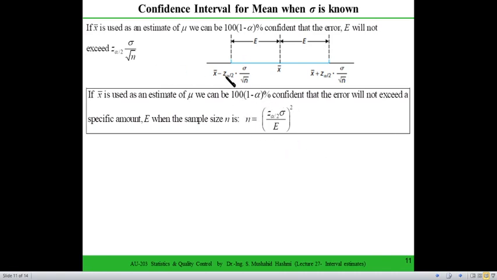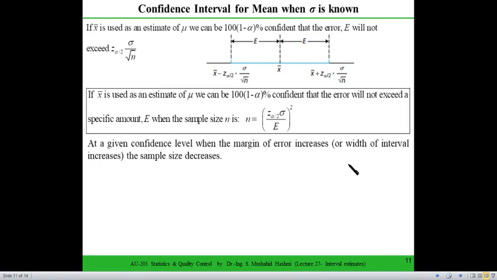So this is actually the same as that; this thing is coming from just multiplying, taking a square, and you will be able to get this expression. At a given confidence level, as this margin of error E increases, that is, if E is some bigger number, a smaller sample size would be needed. If E is a shorter range, then the sample size would be larger.